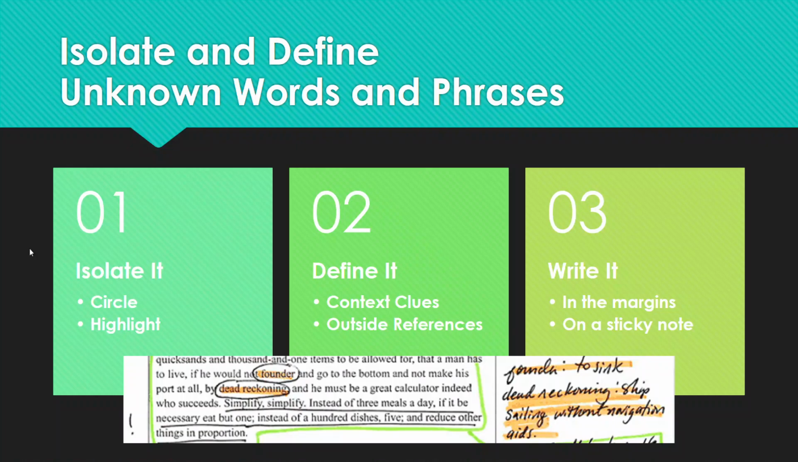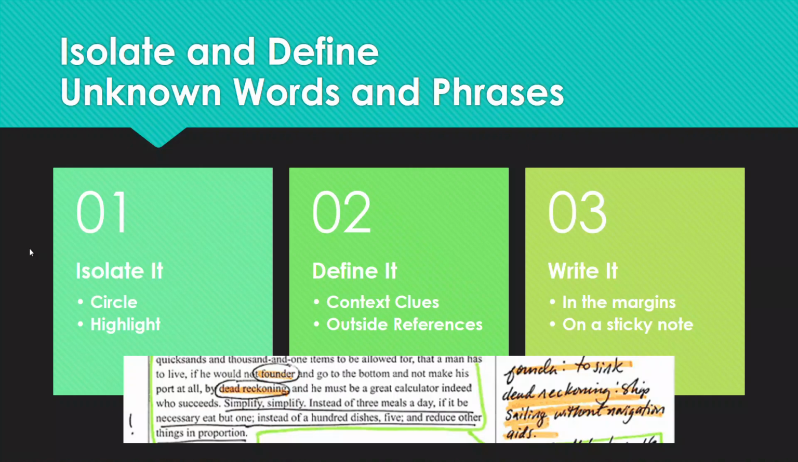All right, now it's time to look at the first annotation task you should consider while you're reading, isolating and defining unknown words and phrases. Have you ever read something and encountered a word or phrase you didn't know? Did you ignore it? Or did you take the time to really figure out what that word or phrase meant, either by using context clues on the page or by referencing a dictionary or other outside source?